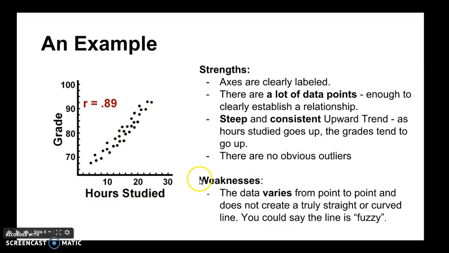So now let's talk a little bit about the weaknesses. As I've already said a little bit, the data varies from point to point and doesn't create a truly straight or curved line. So even though I know that it's a direct relationship, that it's going up as I go from left to right, I can't really say whether it's an exact straight line or an exact curved line because of the fact that the data is fuzzy and forms a cloud rather than just a very specific and precise pattern. So that's it for this video.